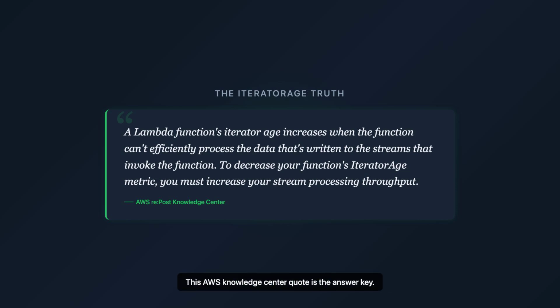This Amazon Web Services Knowledge Center quote is the answer key. IteratorAge grows when your Lambda function can't process records as fast as producers are writing them. And the fix is to increase stream processing throughput. Read that last sentence again. The fix is throughput, not concurrency, and not memory allocation. Throughput on the read side of the stream. This single sentence eliminates the most popular trap answer on the exam.